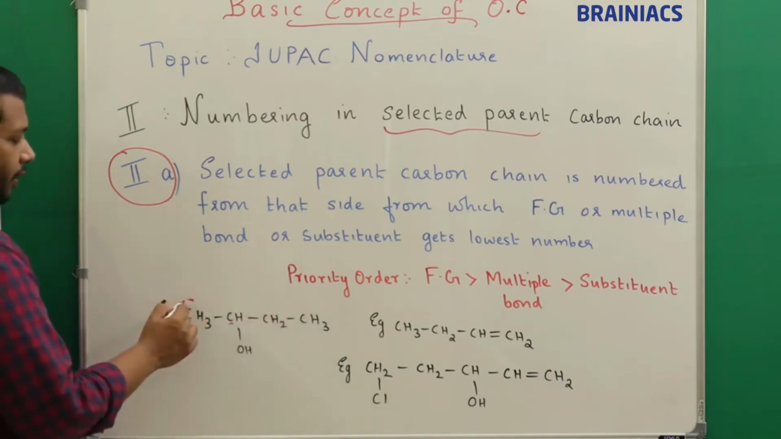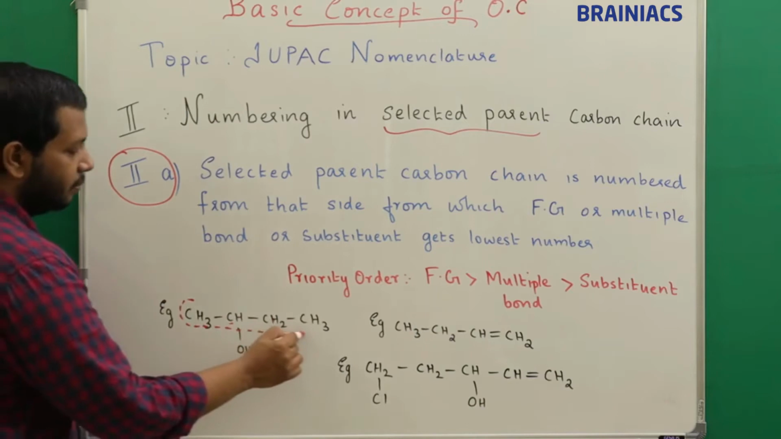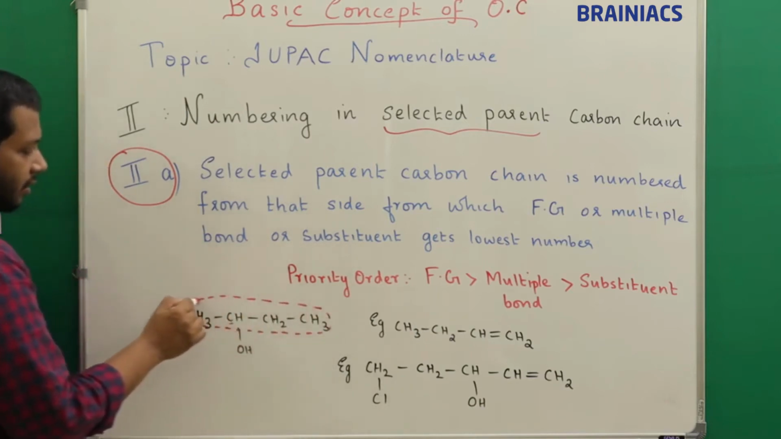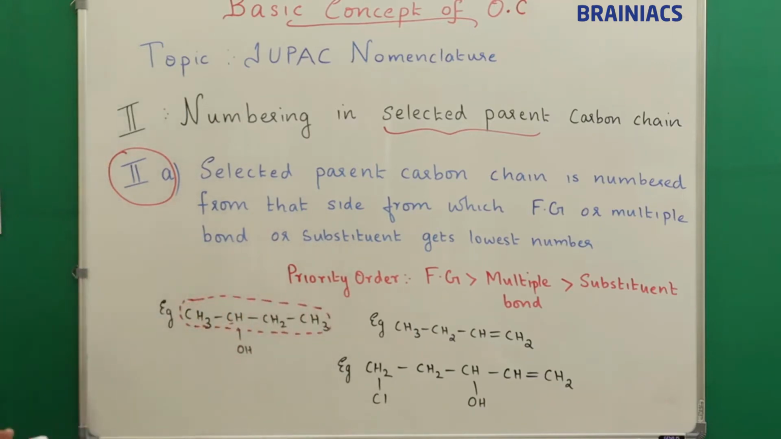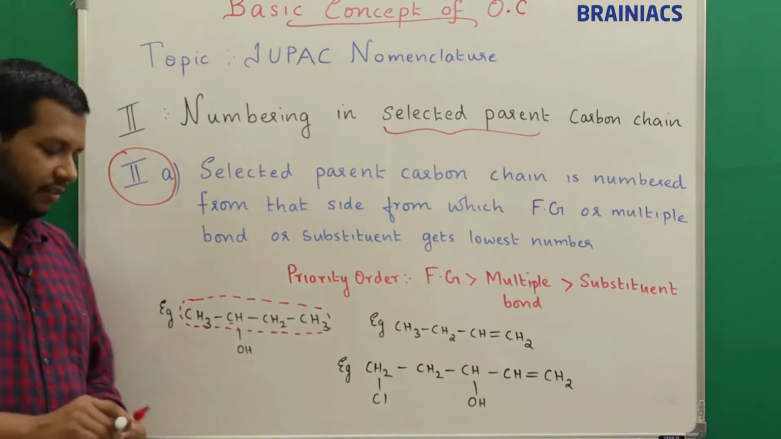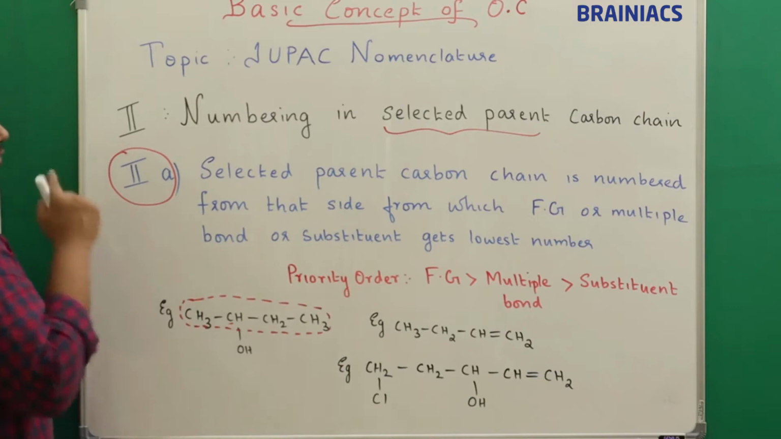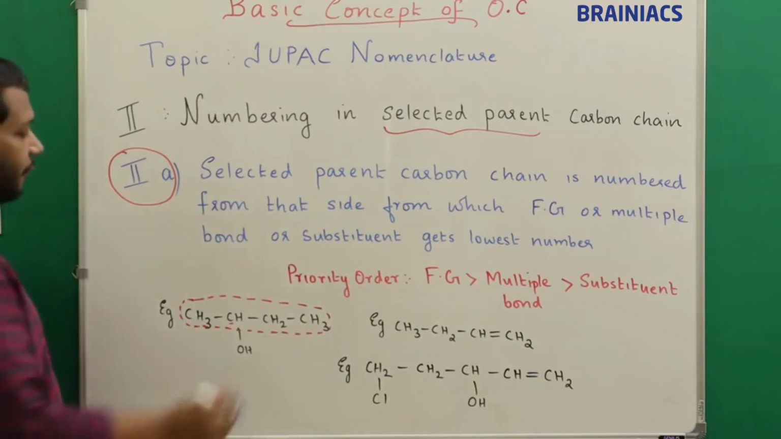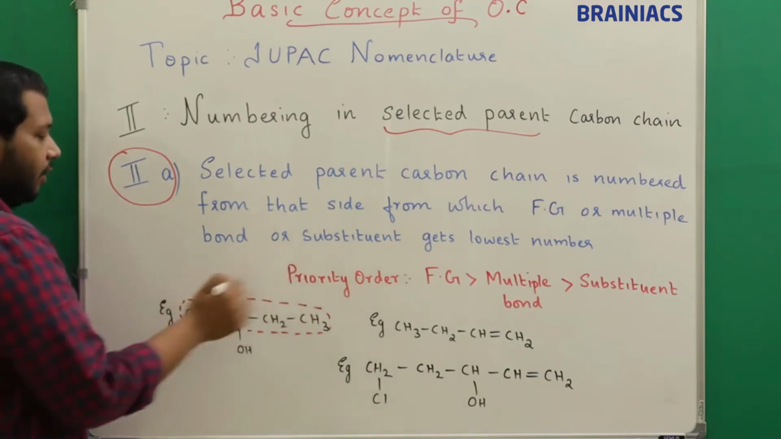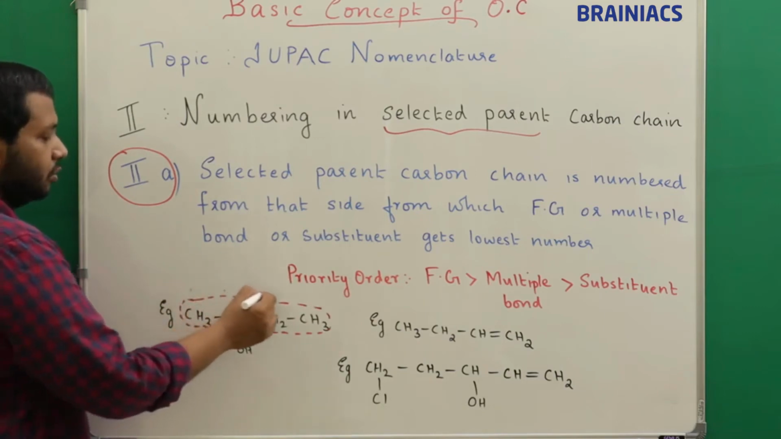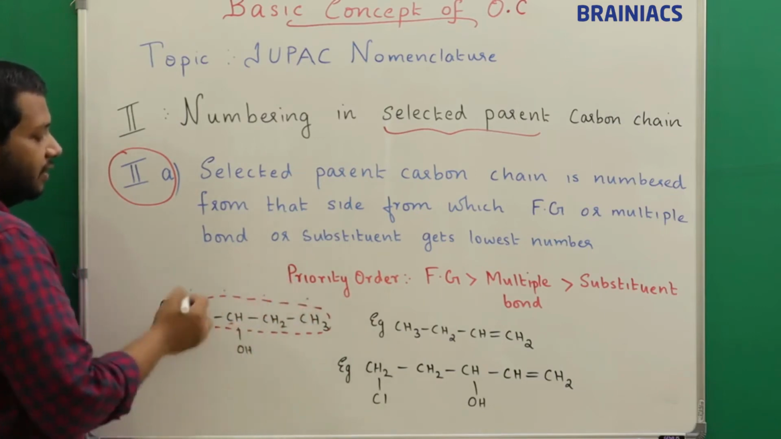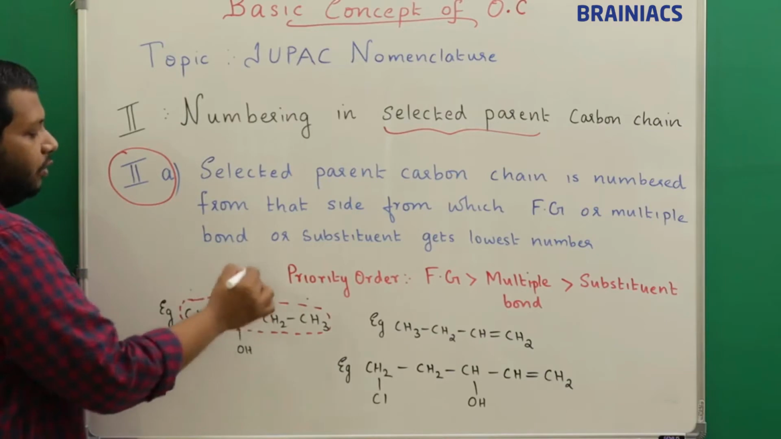There is only one possibility. So let me say this is my parent carbon chain. Now the next step is the numbering. I can start the numbering either from left to right or from right to left. So if I do it from left to right, what will happen? 1, 2, 3, 4. So the number that is coming to the OH group here is 2.